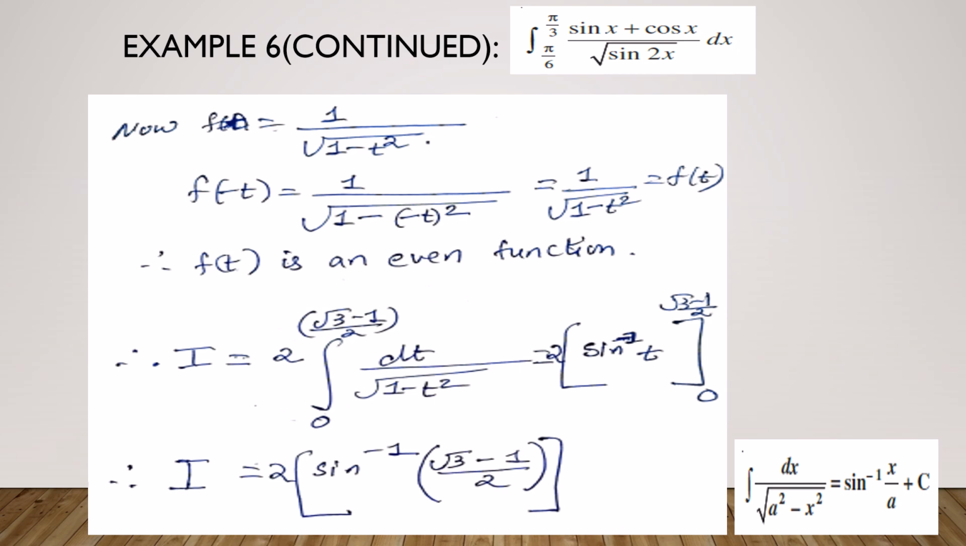So now I is equal to 2 times integral 0 to (root 3 minus 1) by 2 of dt upon root of 1 minus t square. Now you know this is of the form dx upon root of a square minus x square, and the integral is sine inverse of x. So over here it is 2 into sine inverse of t from 0 to (root 3 minus 1) by 2. You know that sine inverse 0 is 0. So the answer will be I is equal to 2 into sine inverse of (root 3 minus 1) by 2.